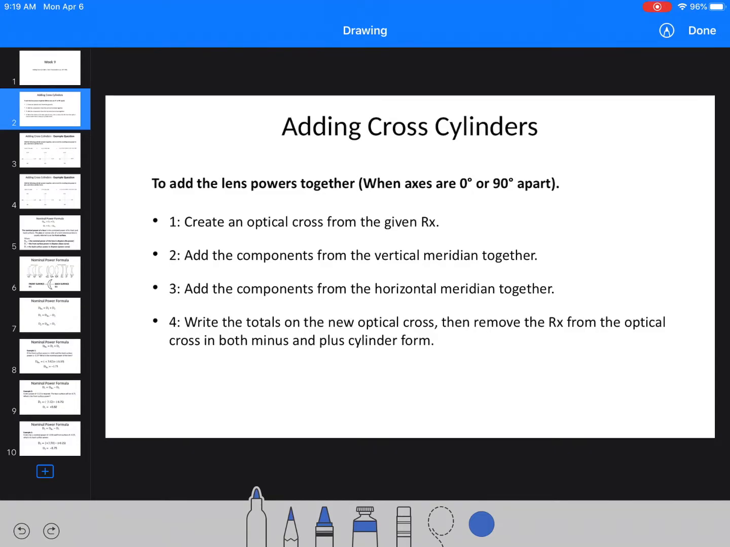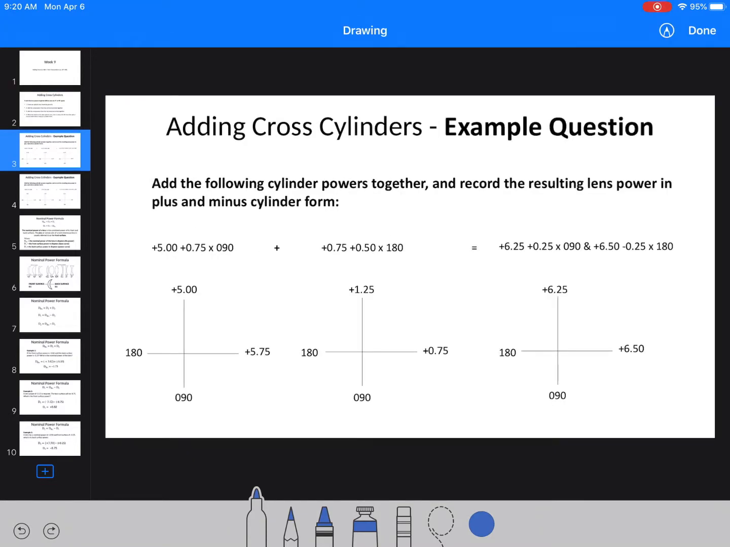Adding cross cylinders, we're basically just elaborating on the optical cross. So we're going to follow these steps. You're going to create an optical cross from the two RXs. We're going to add the vertical components together, then add the horizontal components together. And then when we have our new totals on the new optical cross, we essentially just take it off the optical cross in plus and minus cylinder form. Really straightforward. So here's an example.